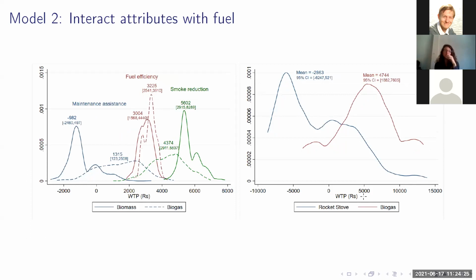For the second specification of the model, we interact the attributes with the fuel. Just looking on the left, we can see, as I said, that maintenance assistance does have a willingness to pay if the stove is a biogas stove. You can see the dashed line. It has a higher willingness to pay compared to maintenance assistance in the case of a firewood or biomass stove. And the difference for the other two attributes is not that big.